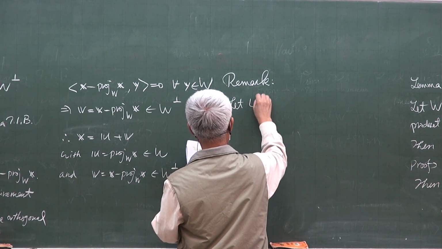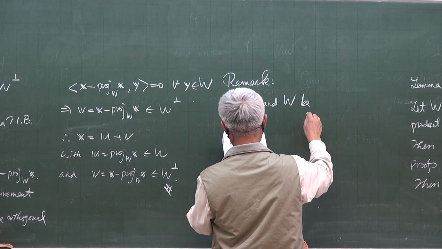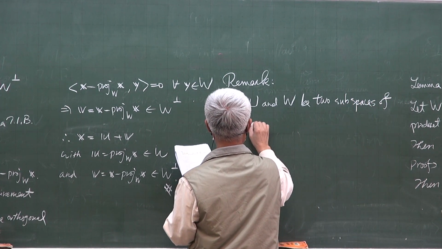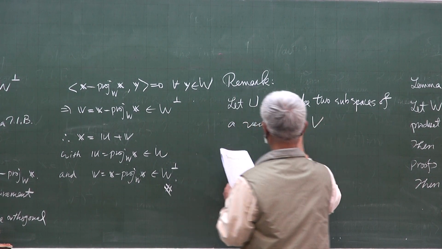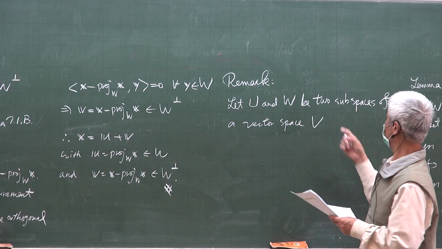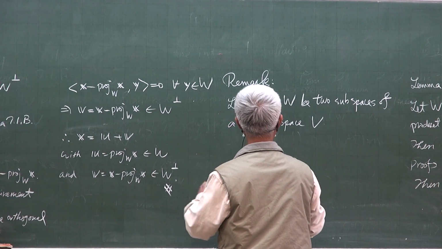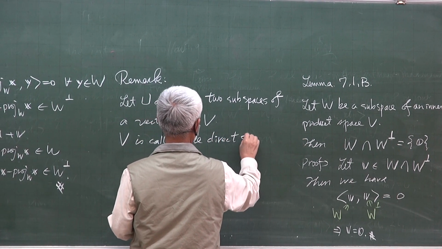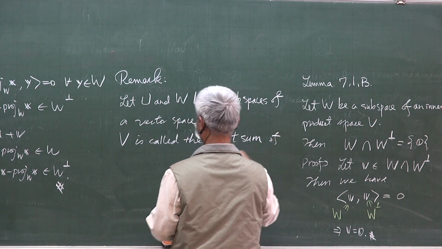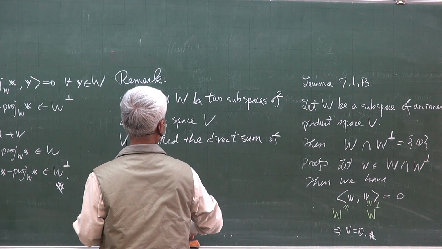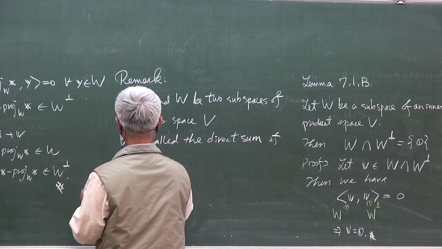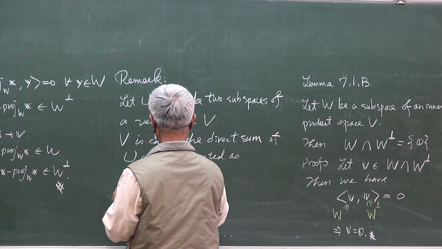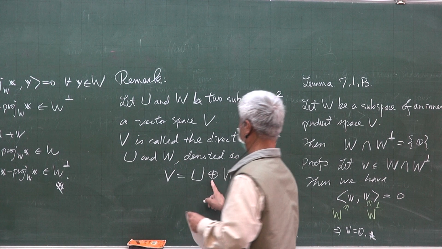is a special case of direct sum decomposition. So let me see. Let U and W be two subspaces of a vector space. Not necessarily an inner product space, just a vector space. V is called the direct sum of U and W, denoted as V equal to U direct sum with W, right?